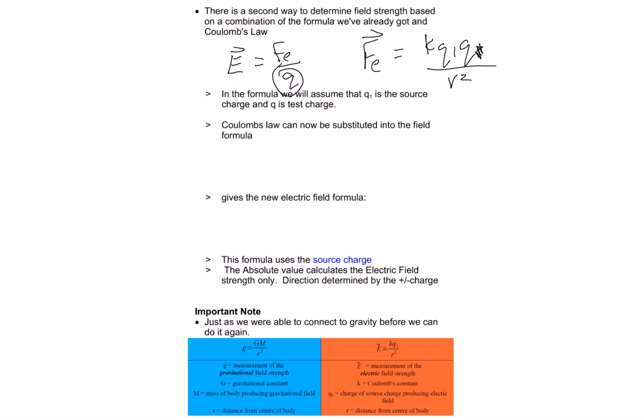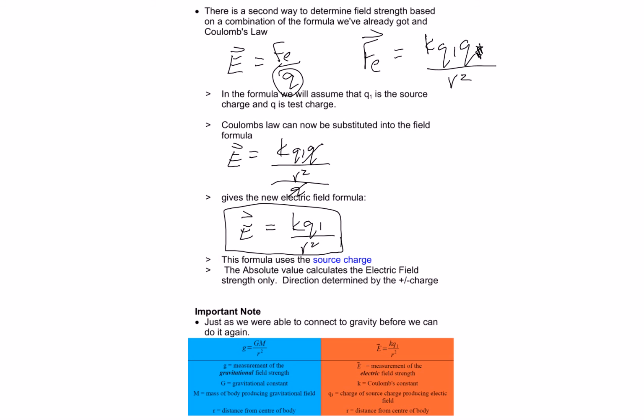So we can actually substitute these in, right? We can call it electric field. We'll put K Q1 Q over R squared and then over Q again. So you can see that basically our test charge cancels out. So we can get a new formula for electric field, which is K Q1 over R squared. And this formula actually works a little bit better because in this formula we're talking about the source, right?